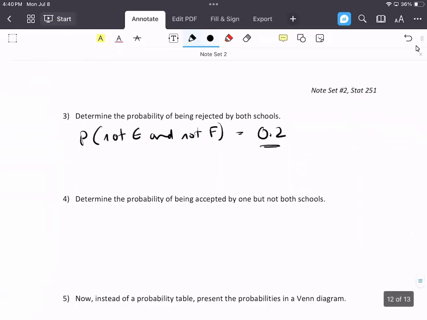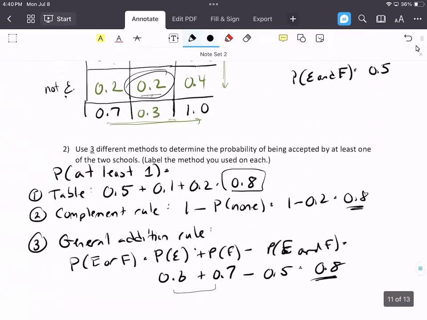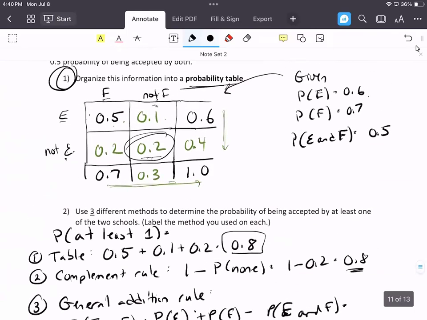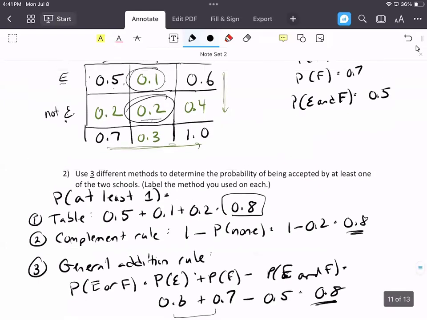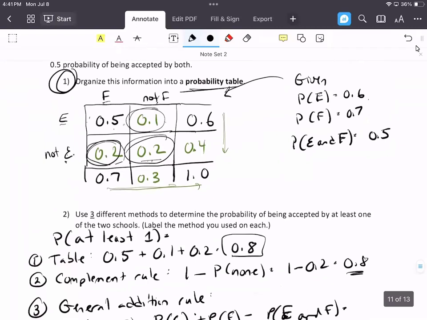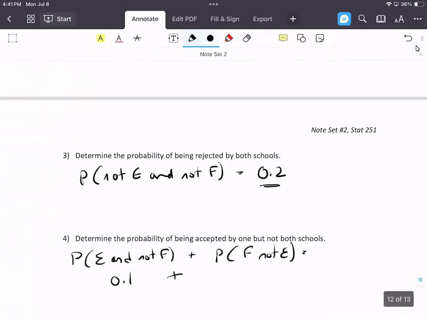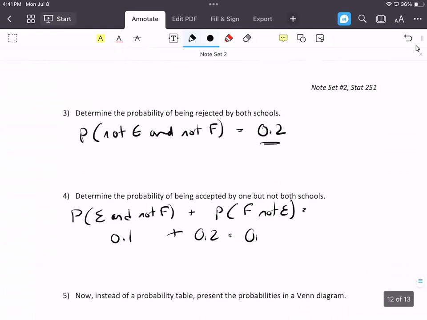How about the probability of being accepted by one, but not both schools? I'm going to use, once again, the table. I want to know the probability of getting into E and not F. So I'm only getting into one school here, and the probability of F, but not E. Well, E and not F: I get into E, but not F is 0.1. With the same logic, the probability to get into F, but not E is 0.2. And just to be clear, it is this 0.2 here because we got into F, but not E. Remember, we're trying to get into just one school. And we get 0.3. And I use the table for that.